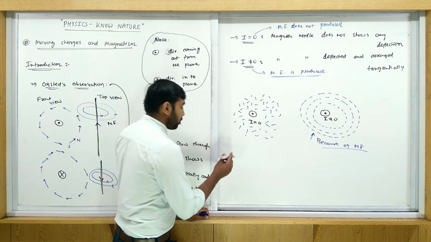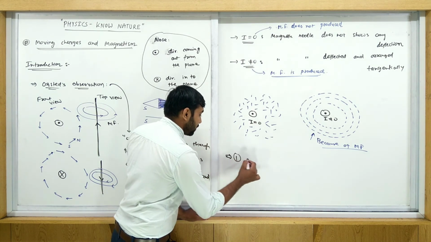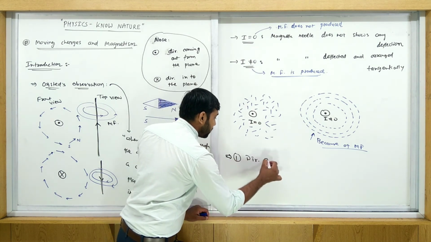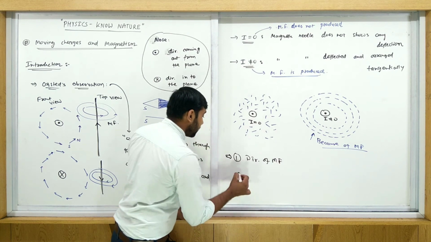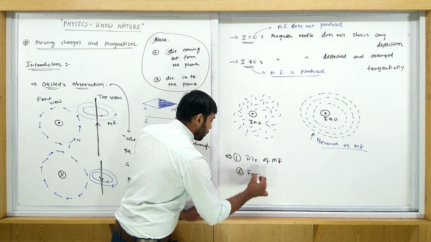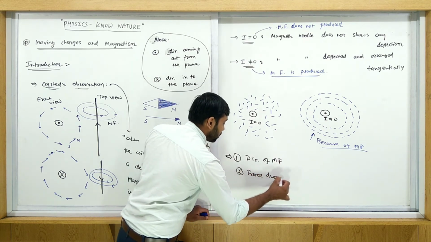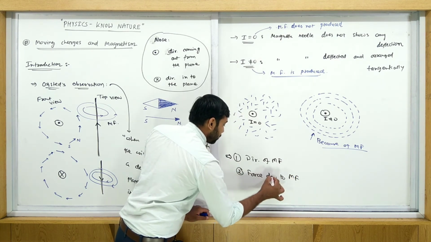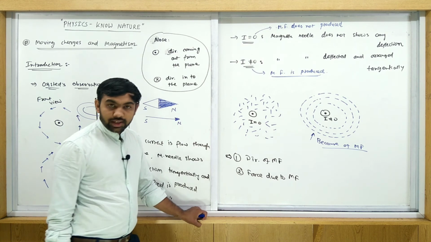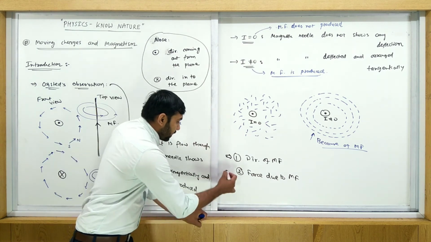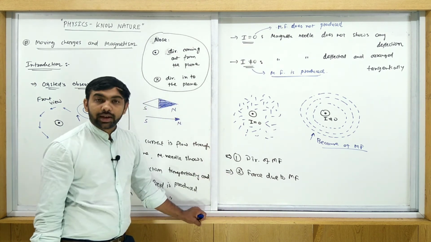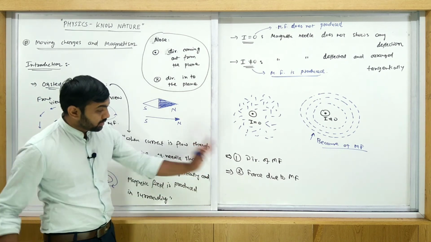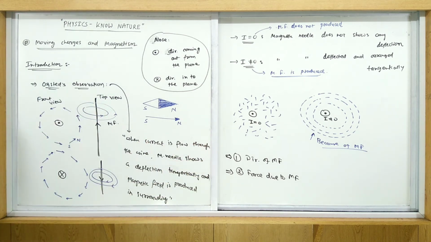Here we have two main questions. The first question is: what is the direction of the magnetic field? And the second question is: what is the force due to the magnetic field? We discuss these two cases in detail. Direction of magnetic field, and second one is force due to the magnetic field. First you note this, then after we discuss these two topics. Note it.